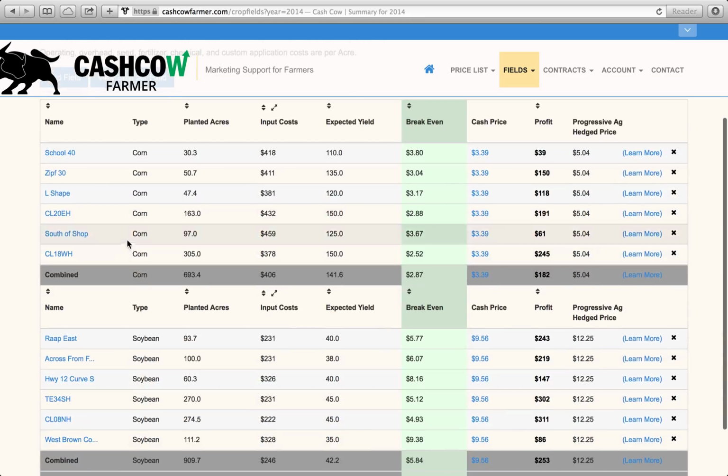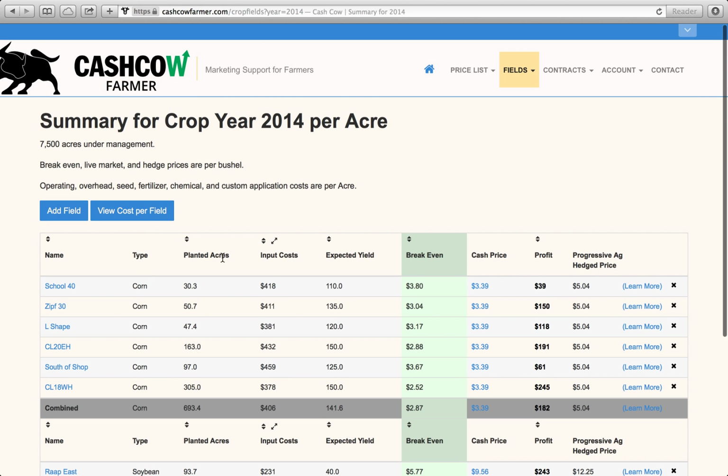Type of crop here, like I said before, it's organized by each crop. You've got planted acres. These are just the acres that you've planted. This is not actual acres for the field. So this is not accounting the wet spots or any acres that you didn't plant for some reason.